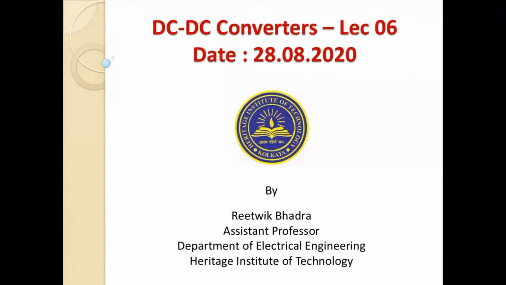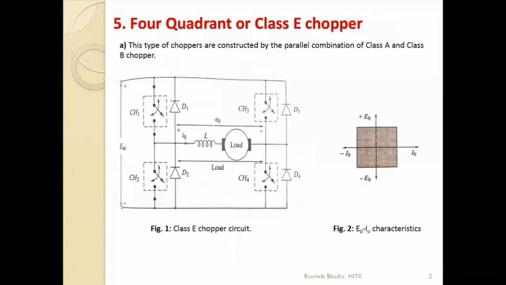Now today is our last topic on chopper or DC to DC converter. We'll be discussing the class E chopper, which can operate in all four quadrants, and another chopper known as the multi-phase chopper. So let's go on with the discussion. So the last chopper, the fifth one, class E chopper or four quadrant chopper.